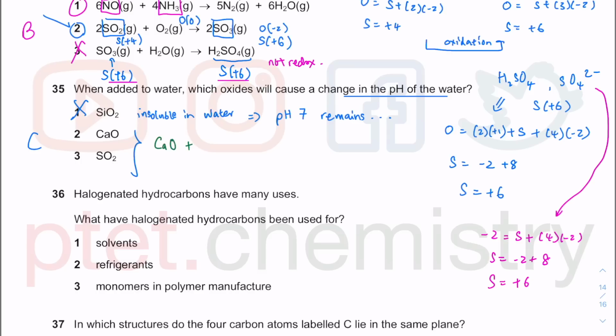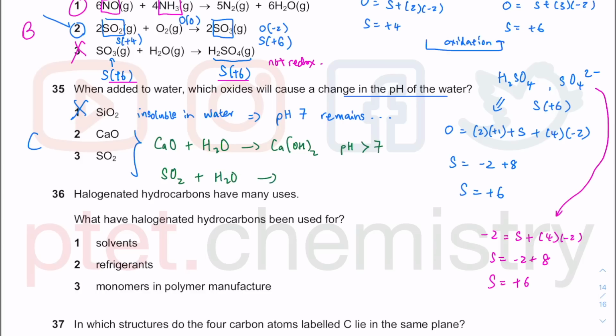My job is to show you the underlying chemistry behind it. You're going to get calcium hydroxide, the pH is above 7 there. Not very soluble, but at least more soluble than magnesium oxide, as the solubility of the group 2 hydroxides increases down group 2. SO2, oxide of non-metal.